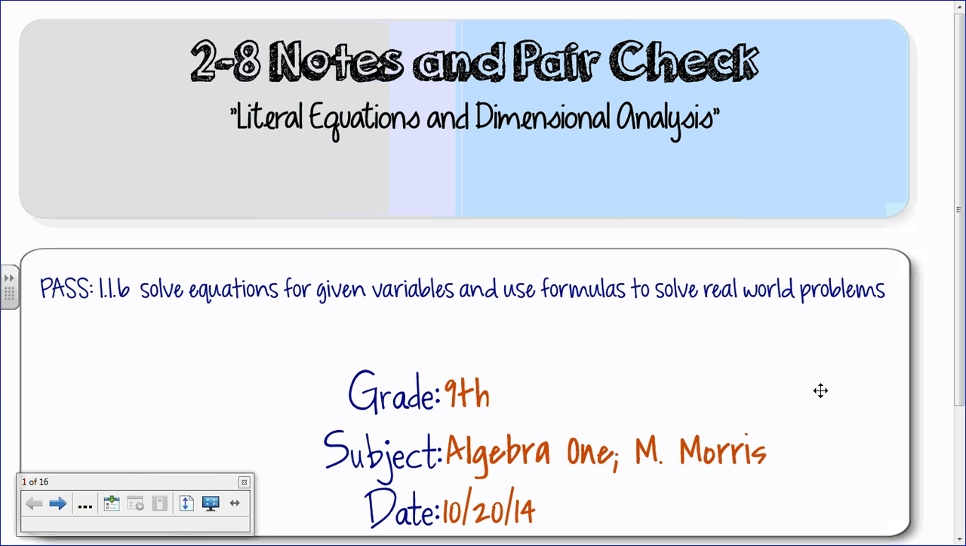Past skill that we're going to do is 1.1B. That's a B, not a 6. We'll solve equations for given variables that use formulas to solve real-world problems. Today's date is 10/20/14. Does anybody need more time with this?